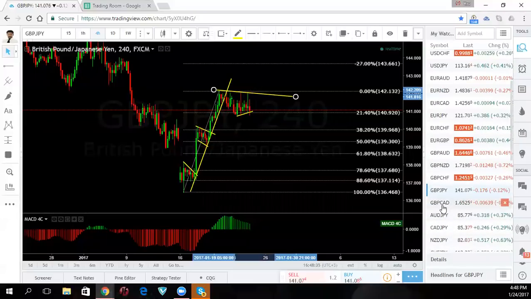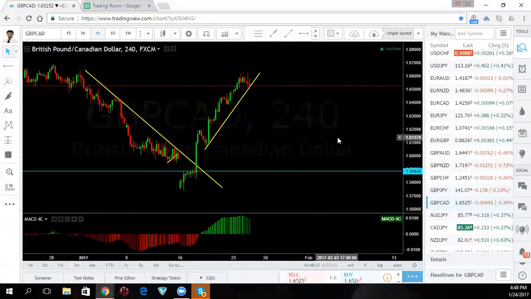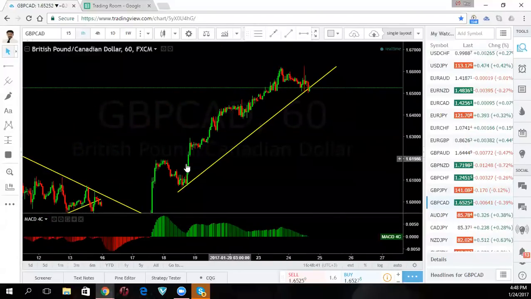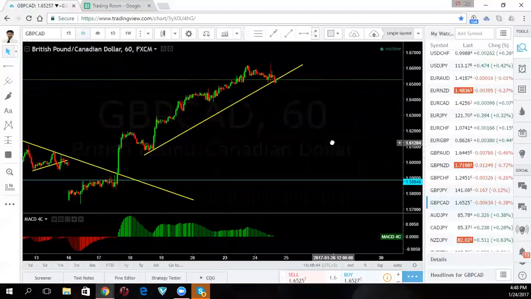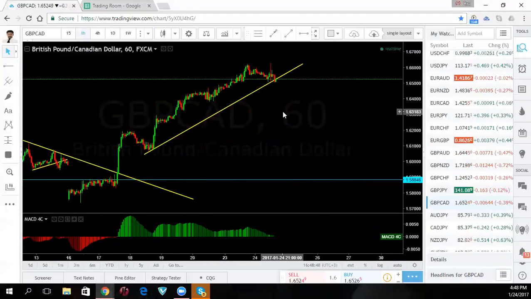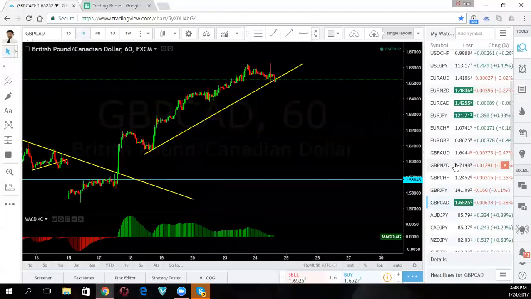What else? Punkad. Kind of going sideways right now. So potentially more upside, but this whole structure is showing you more downside. So wait for it to break, wait for it to make a flag, and then you start shorting it, right?